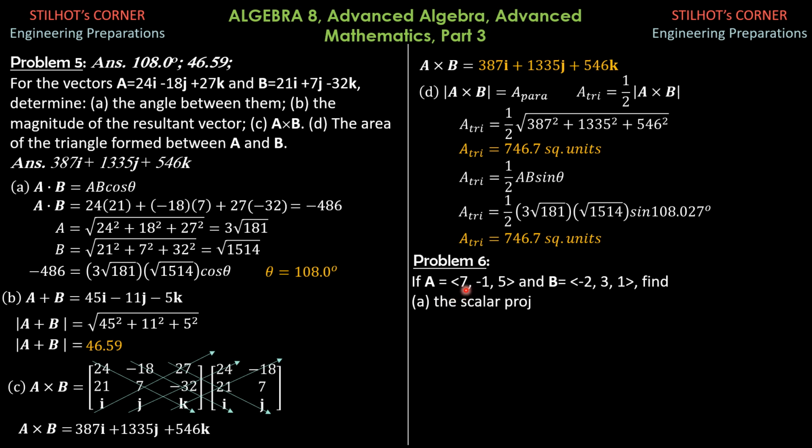If vector A has the components 7, negative 1, 5, and B has negative 2, 3, 1, find the scalar projection of B onto A and the vector projection of B onto A. The scalar projection of B onto A is denoted by B sub A, and this is simply equal to magnitude. So A dot B equals AB cosine theta. Since this is B cosine theta, it is A dot B over the magnitude of A. Vector A dotted with B divided by the magnitude of A.